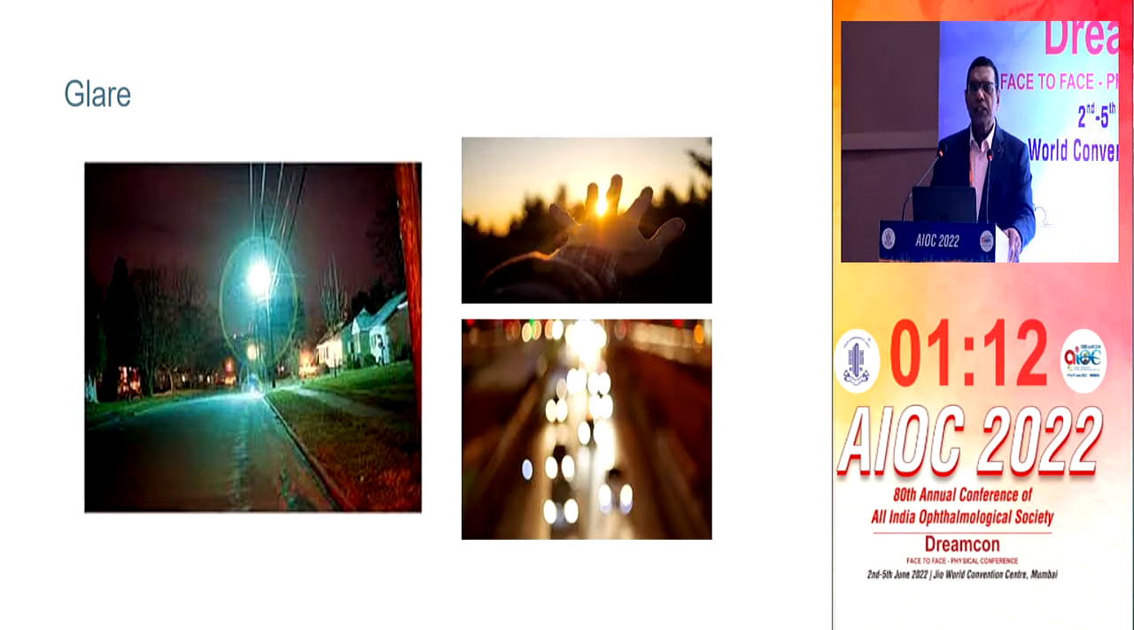Glare is one of the most important parts of advanced glaucoma. This is due to the decrease in the retinal ganglion cell layer or melanopsin, and along with that, ocular surface disorders also contribute to the glare.